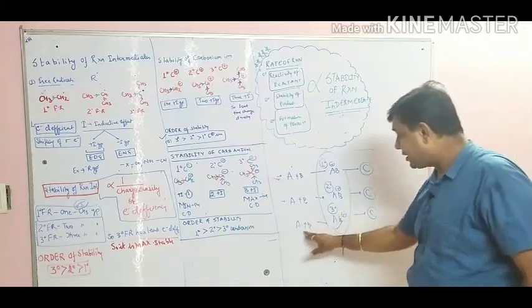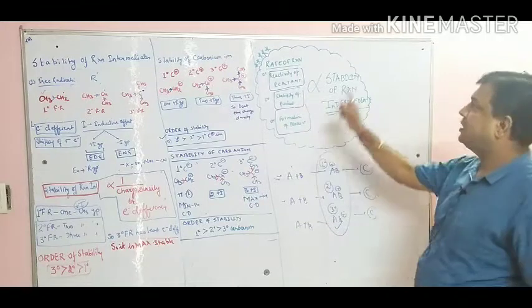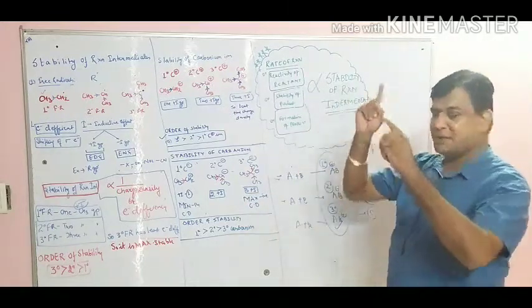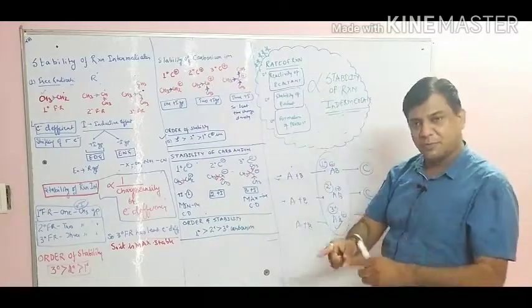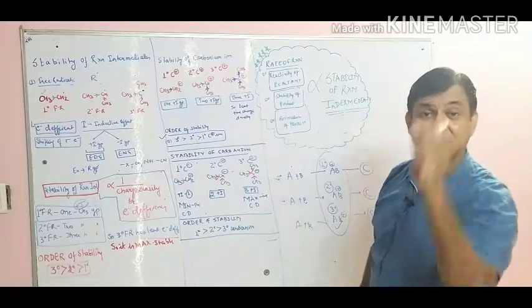So it will take part in the reaction first. So this product will form first. So what is the answer? The rate of the reaction, or the reactivity of the reactant, or the stability of the product, or the formation of the product is directly proportional to the stability of the reaction intermediate.